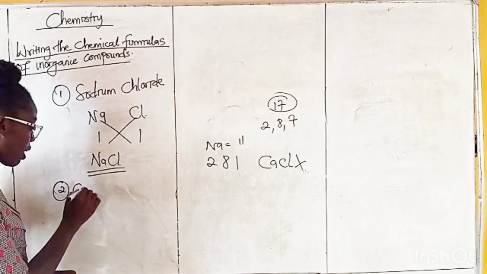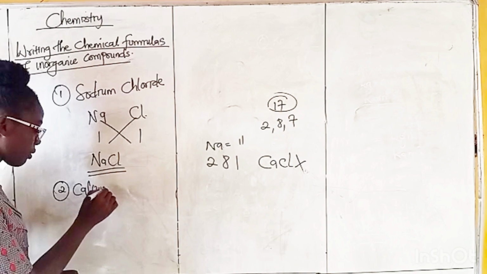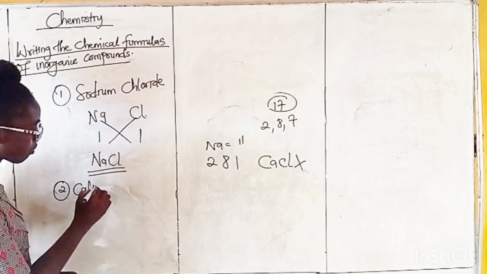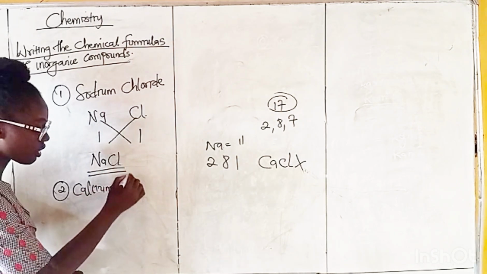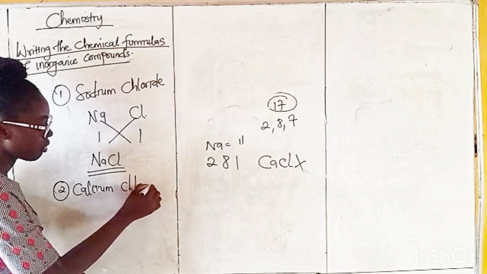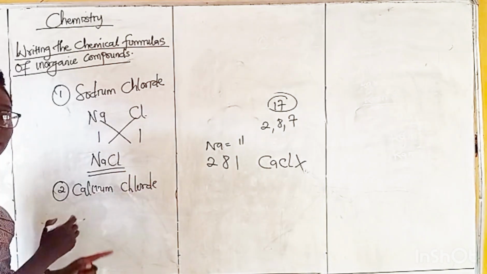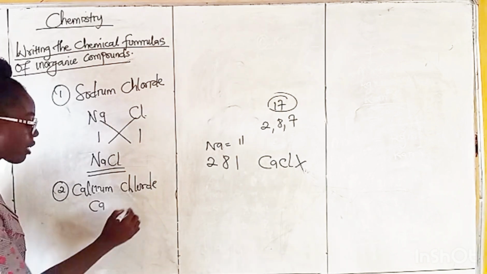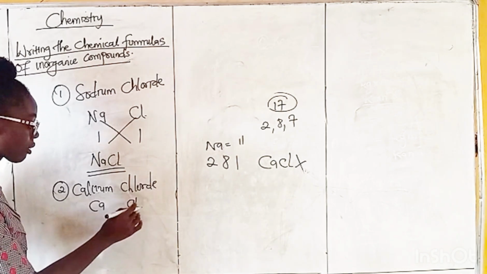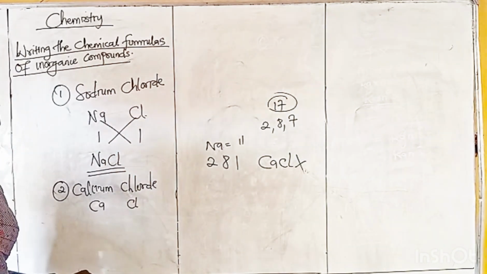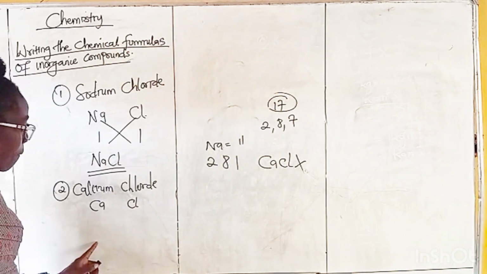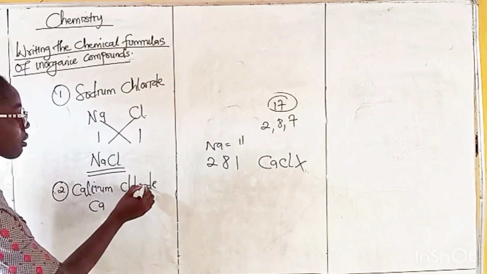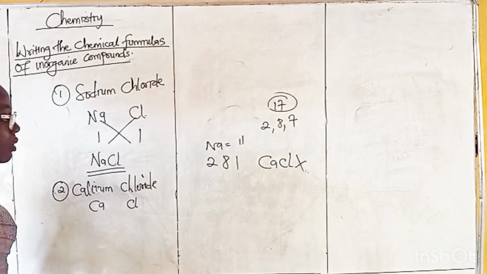Now the next one, let's look at calcium chloride. This is a chloride. It is a binary compound with chlorine inclusive. The first step is to write the symbol of calcium, and then chlorine. Now, what's the valency of calcium?